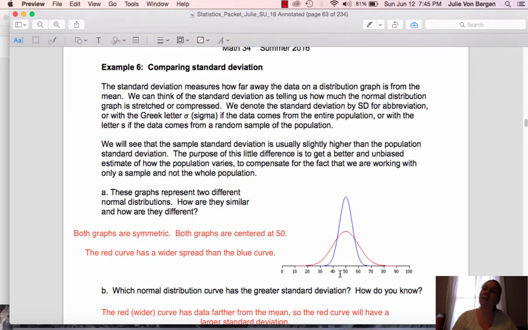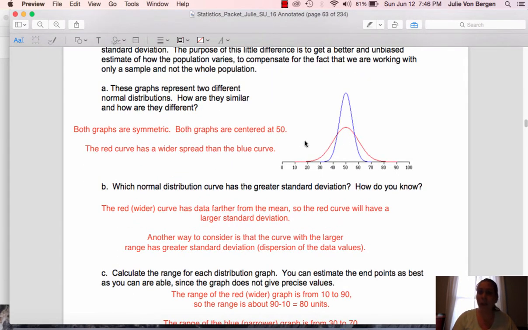Okay, example 6 compares standard deviation. So take a minute and pause the video and read through this paragraph if you haven't already. Notice that we use this Greek letter sigma. It looks like a circle with a tail on it. It's a lowercase sigma. It makes an S sound in Greek to represent the standard deviation.